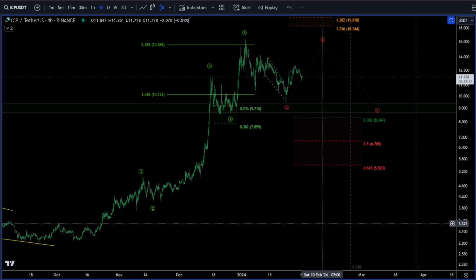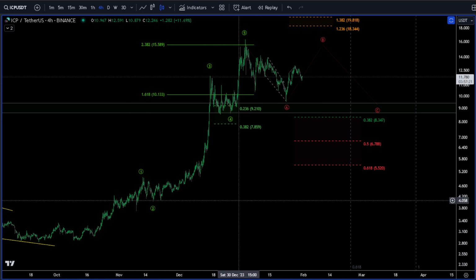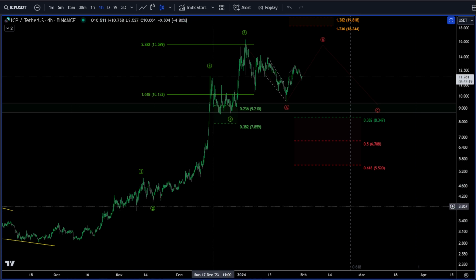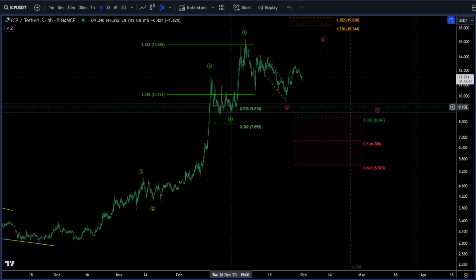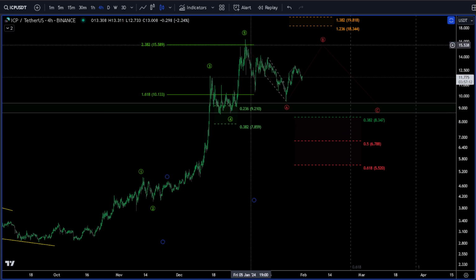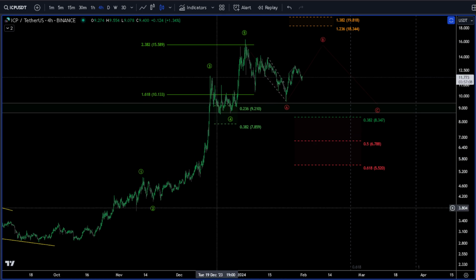I'm out on the 4 hour showing our nice 5-wave impulse to the upside. Our third came past the 1.618 extension of wave 1 off wave 2. Came back between the 2.36 and the 382 for our fourth wave and extended past the 2.382 for our fifth. So pretty much ideal targets there.